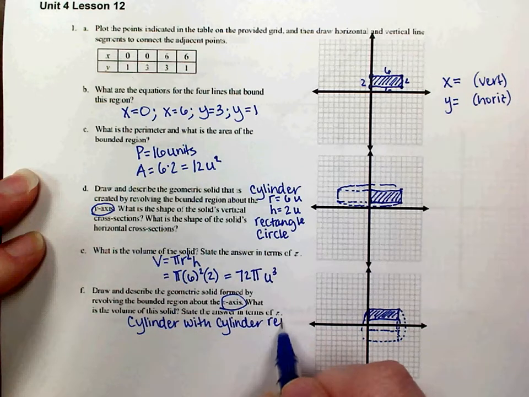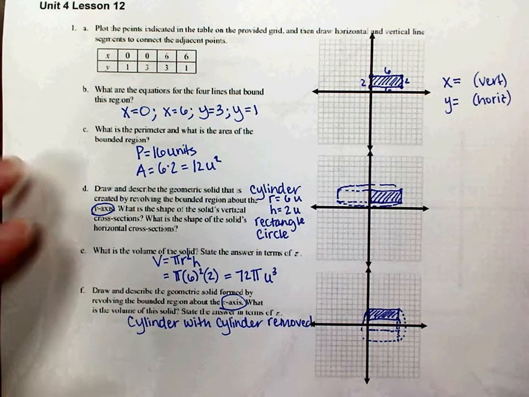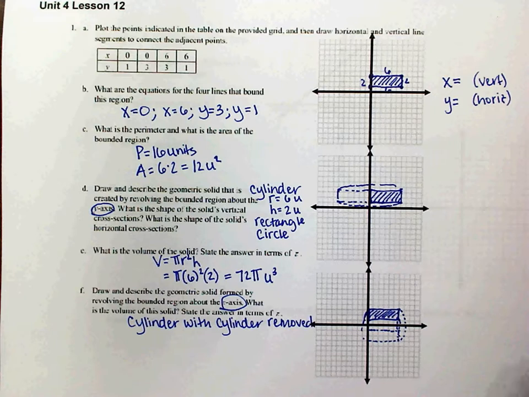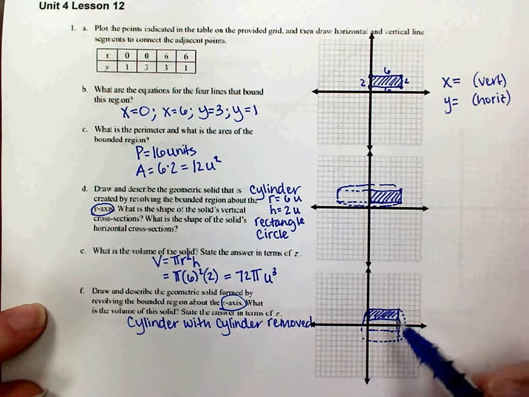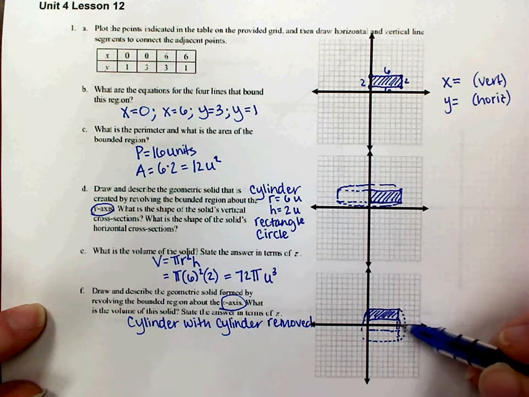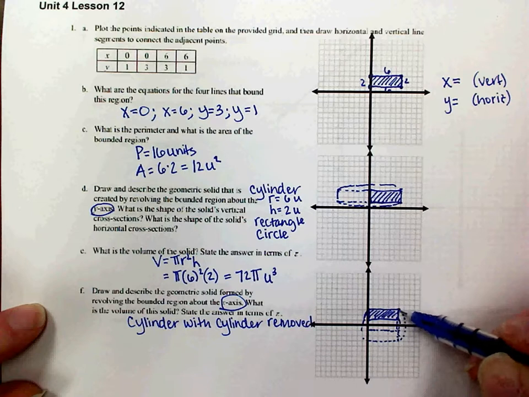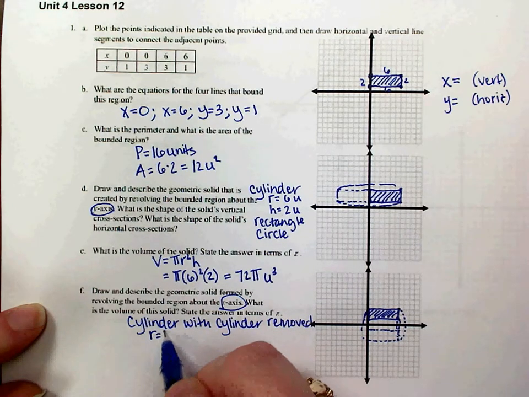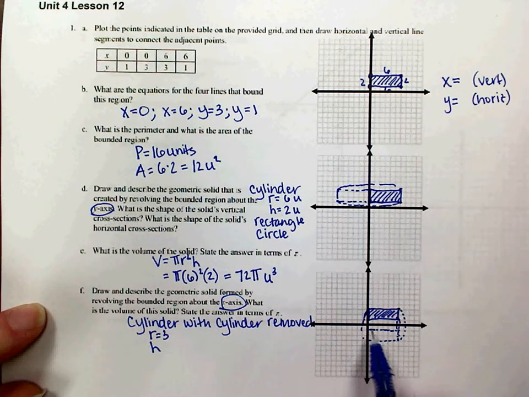So if you remember finding our volumes of composite solids, we did this. We did a cylinder being removed from a larger cylinder. The cylinder that we're looking at as the big one, we can look at its radius. It goes from the x-axis to the farthest point this way, which is 1, 2, 3 units. The height is, remember, the distance between the two bases. So that's the length of our rectangle here, which is 6.